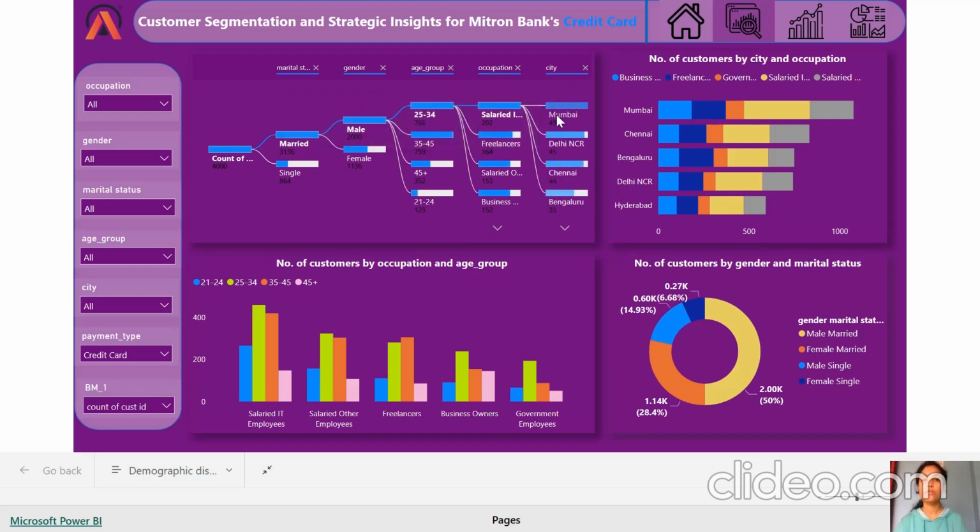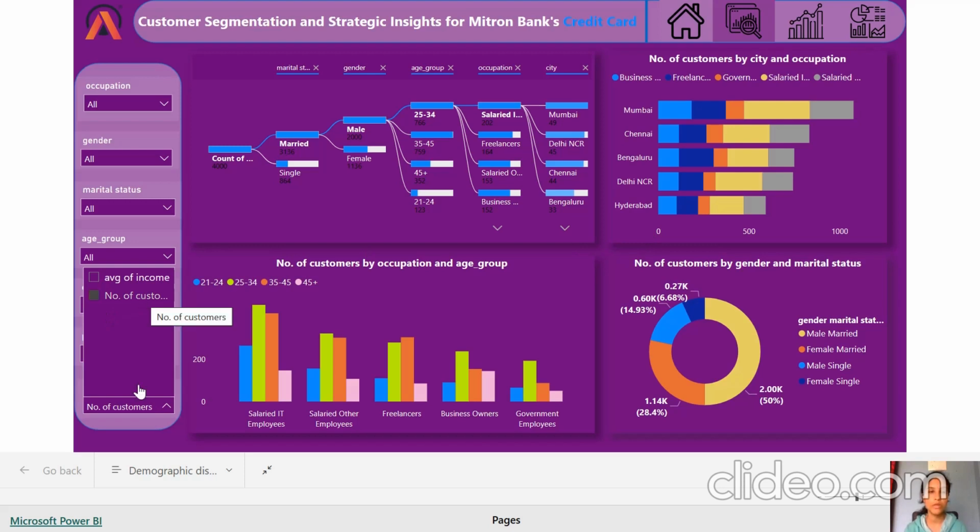If I consider the city, Mumbai has the most customers, Delhi is next, then Chennai, then Bangalore, and the last one is Hyderabad. Hyderabad has very few customers using it. Whatever explanation I have given is with respect to the number of customers. So I can analyze the same thing in terms of average income.